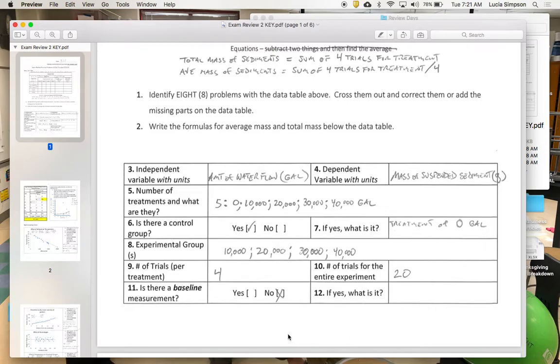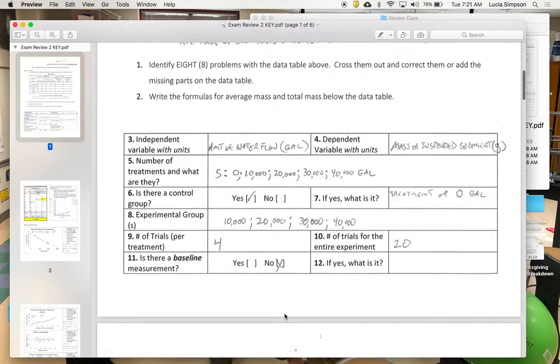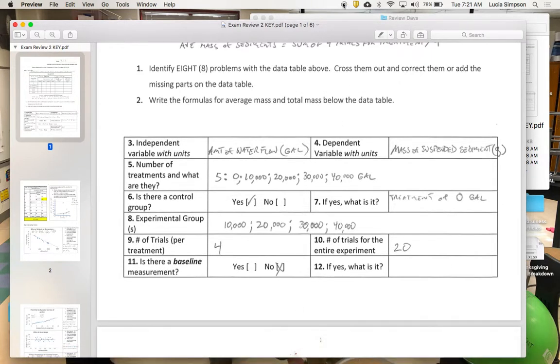Next, we look at our baseline, and unless you see an original or starting measurement, there will be no baseline from a data table. So in this case, there is no starting measurement, so there is no baseline in this situation. I hope that this was helpful for page 1.